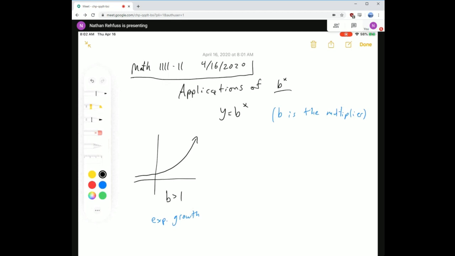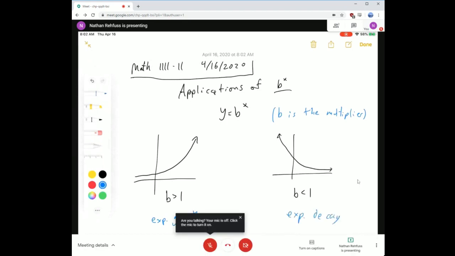And if b is less than 1, then what we have is this shape. It's like the other shape, but mirrored horizontally, and we call it exponential decay. And I have a few comments on these shapes before we start using them.